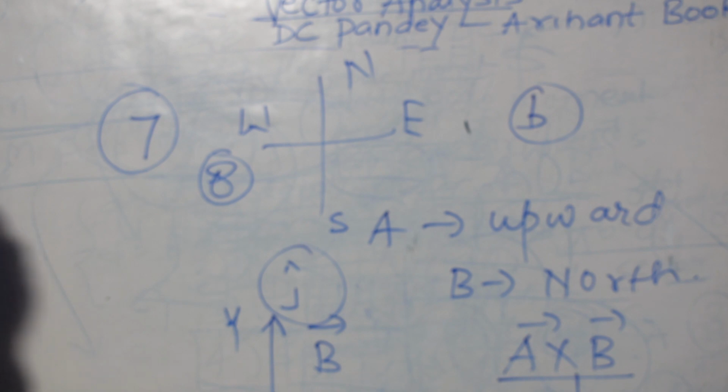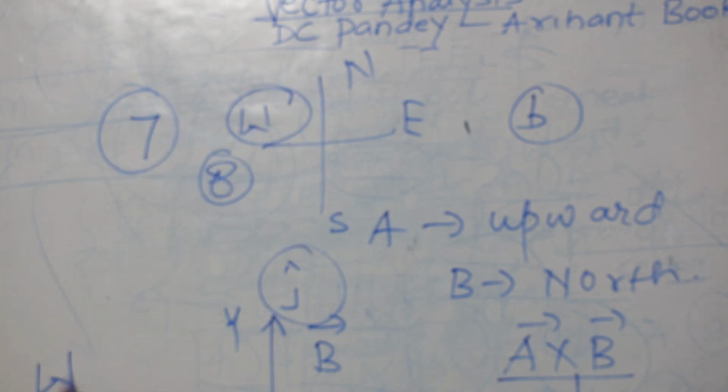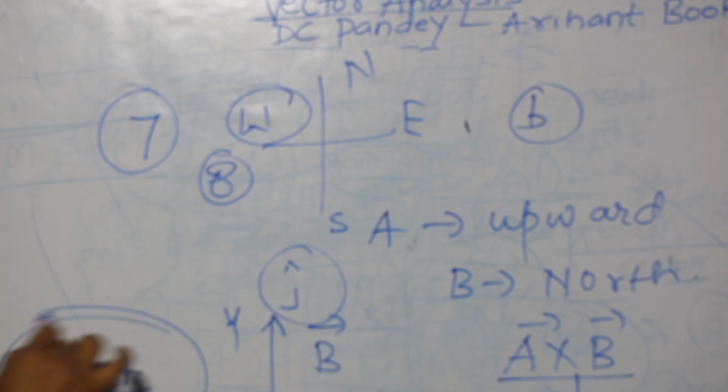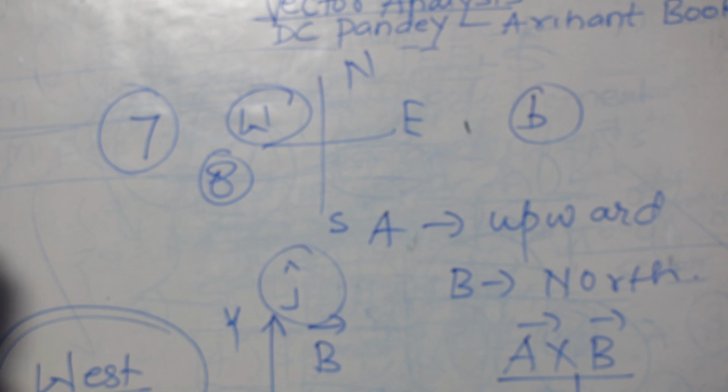And the I vector is pointing toward the x-axis. So negative of the x-axis is what? Minus x-axis. And this is nothing but the west side. So the cross product of A cross B is in a direction perpendicular to both the axes, A and B, and is facing toward the west. This is a good question.